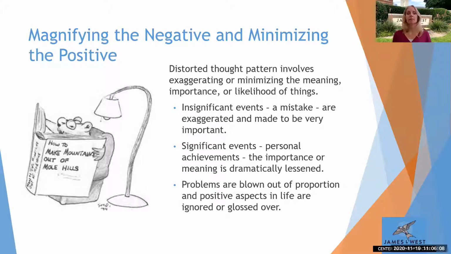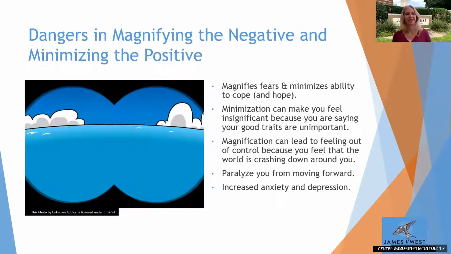In this picture is how to make mountains out of molehills. I could probably write that book. I've written that book sometimes on certain things. They also call this catastrophizing, or the binocular trick is another way people describe this distorted thought pattern. Really, it takes our fears and magnifies them, and it minimizes our ability to cope if we're not managing these thought patterns well, right?